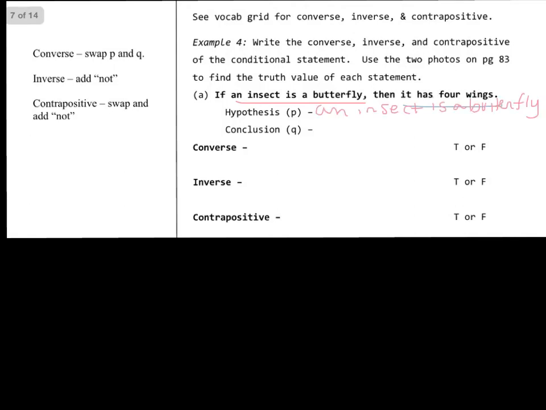So an insect is a butterfly would be my P, or my hypothesis. And remember, my conclusion, which represents Q, is everything that comes after the word then. So it has 4 wings. So now I'm going to write the converse. So remember, to write your converse, all you have to do is swap P and Q. So now what I'm going to write is that if an insect has 4 wings, then it is a butterfly.